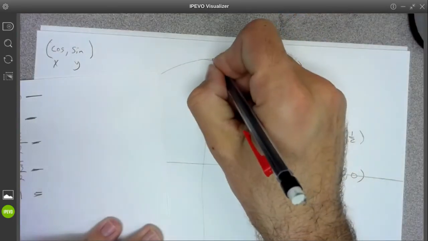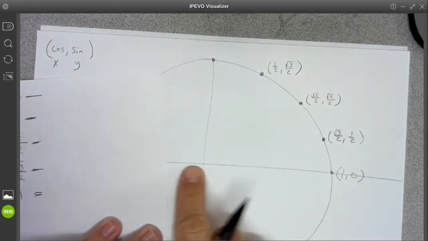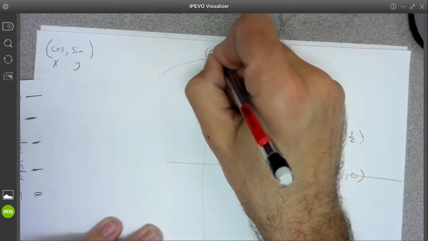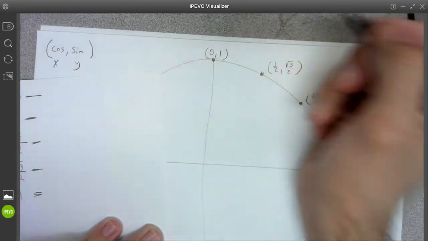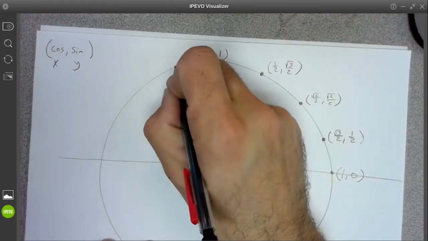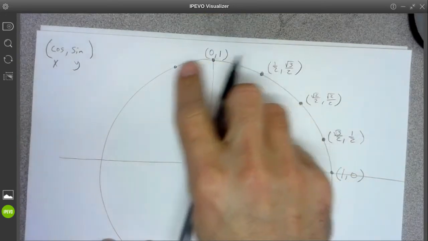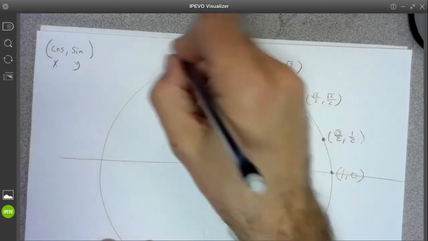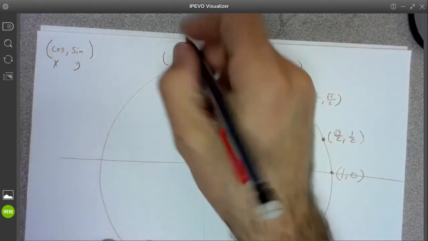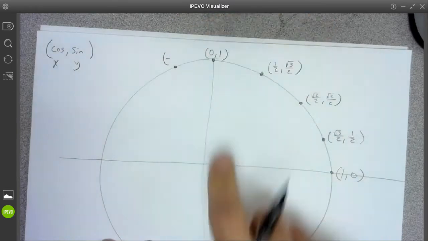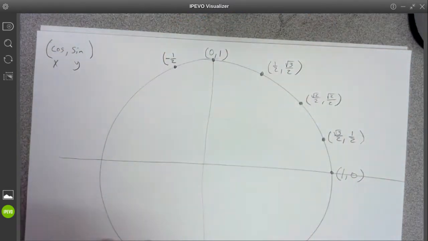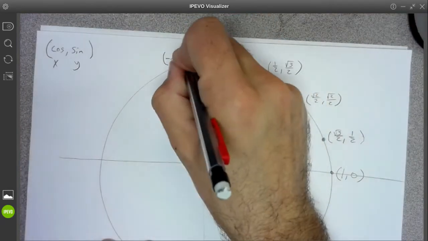And then for this point, it's 0 to the left and right. So cosine of 90 is going to be 0, and sine is going to be positive 1. All right, let's keep going. Right here, 90 plus 30, so 120. It's to the left this time, so the cosine is going to be negative. It's just to the left a little bit, so we're going to call that negative 1/2. And it's way up high again, so root 3 over 2.